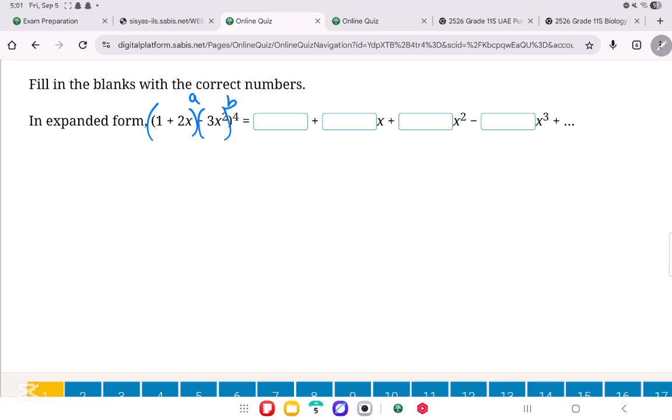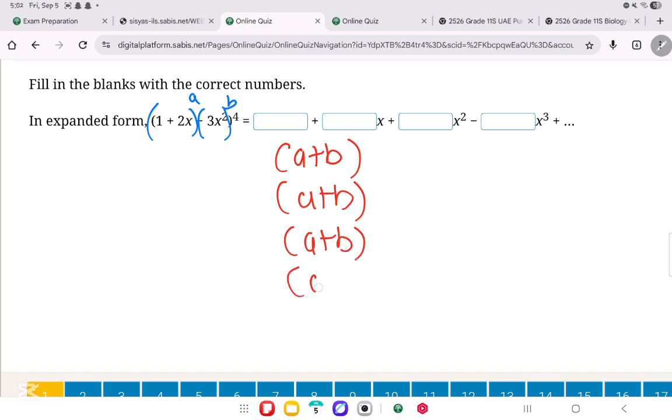Now, we need to do something because this is in expanded form. It's going to take us so much time. We need to do something called Pascal's triangle. What is Pascal's triangle? Very simply, if you have A plus B to the power of 1, 2, 3, and 4, using Pascal's triangle, how are we going to do it? For every single one, no matter what the number is, it will start with 1 and it will end with 1, okay?